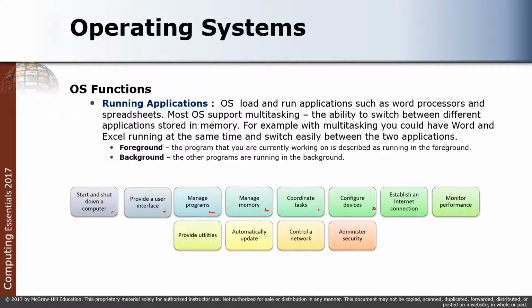Then establish an internet connection. For example, if you are using your phone, you click on the Wi-Fi icon. So how does your phone switch from your data to detecting the Wi-Fi, and how does it detect Wi-Fi? All this is done by the operating system. You can see there are other operating system functions.